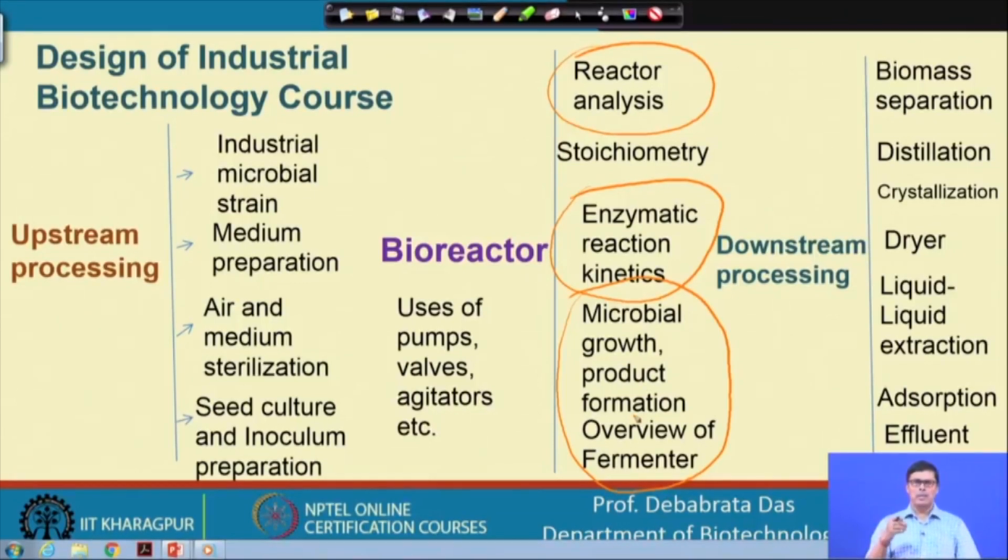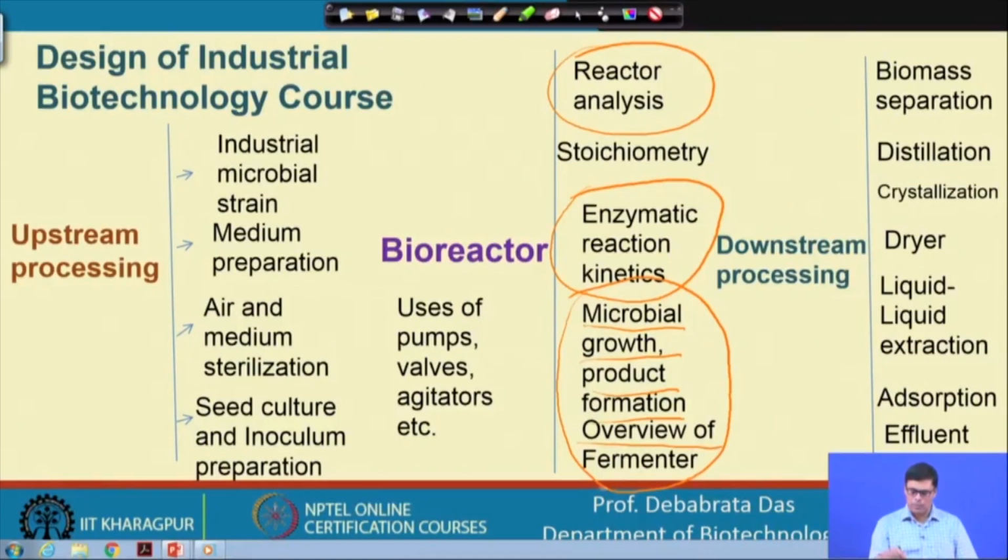For example, Aspergillus niger can convert sugar to citric acid, but the yeast Saccharomyces cerevisiae can convert sugar to ethanol. We have other organisms also that we use for different purposes. So microbial growth kinetics, product formation, and substrate degradation we discussed in detail in this particular course.